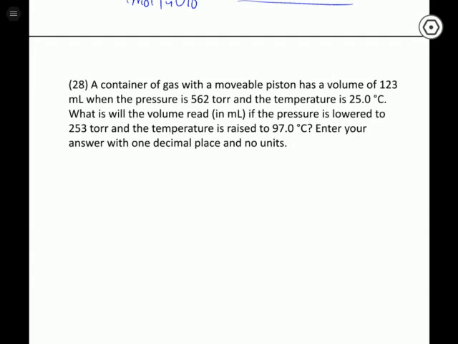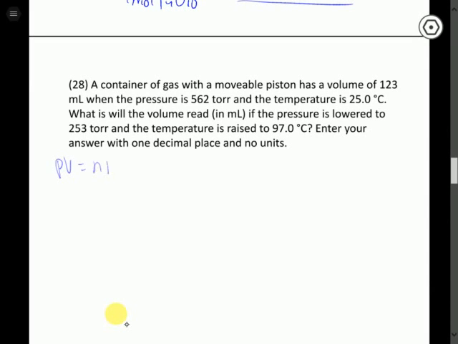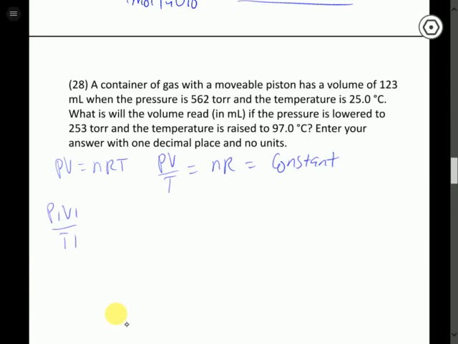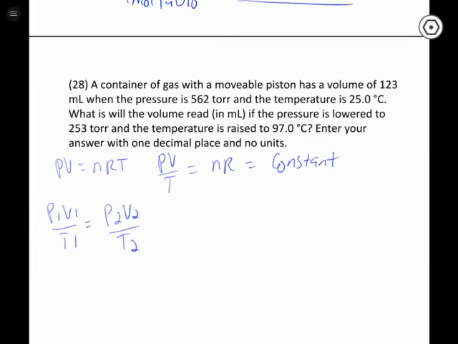It's a closed container, so we're assuming that the number of moles is constant. We're also not told anything about the number of moles. But if we start with PV equals nRT, n is going to be the only one of the variables that's constant. So that means when we rearrange it, PV over T is going to be equal to nR, which is a constant. So that means we can write a combined gas law. This doesn't really refer to a specific one, but P1 V1 over T1 equals P2 V2 over T2. This is a very common one we use. It comes, again, directly from PV equals nRT, or we can derive it from that.